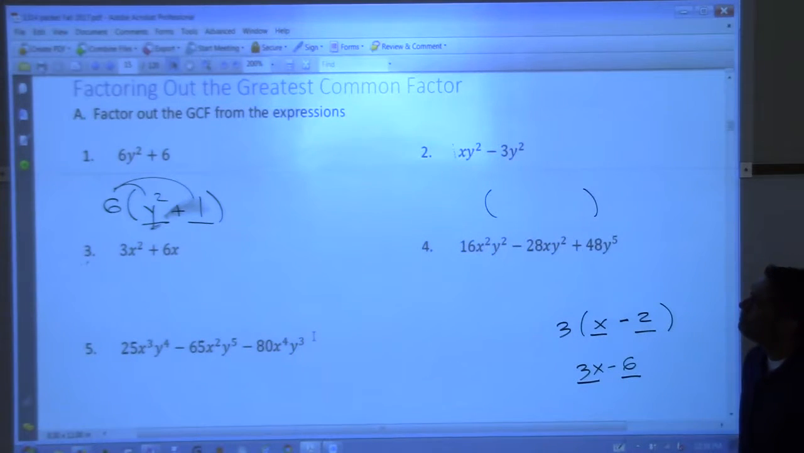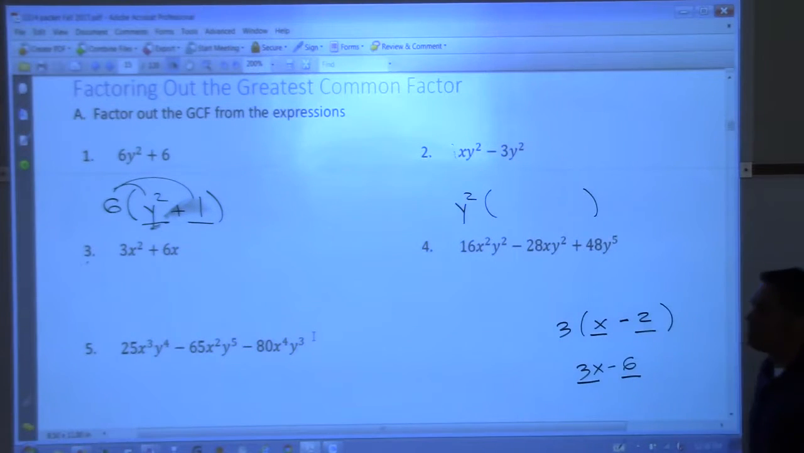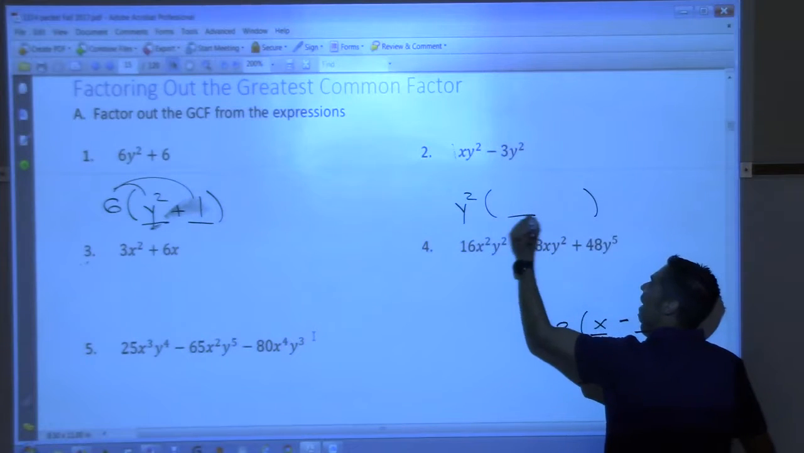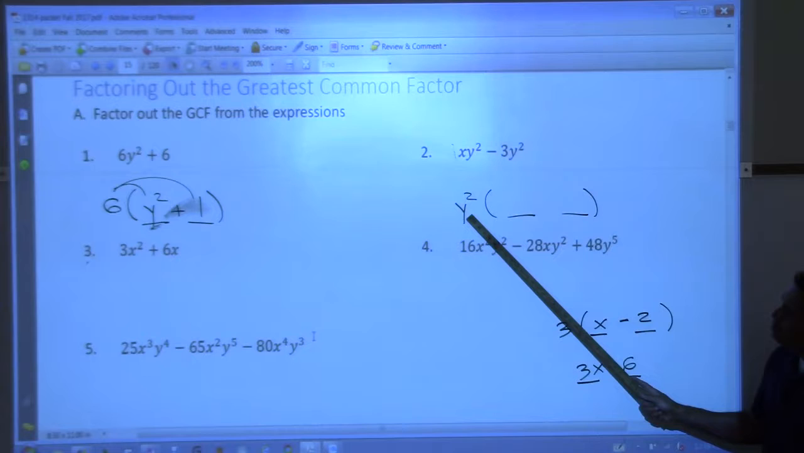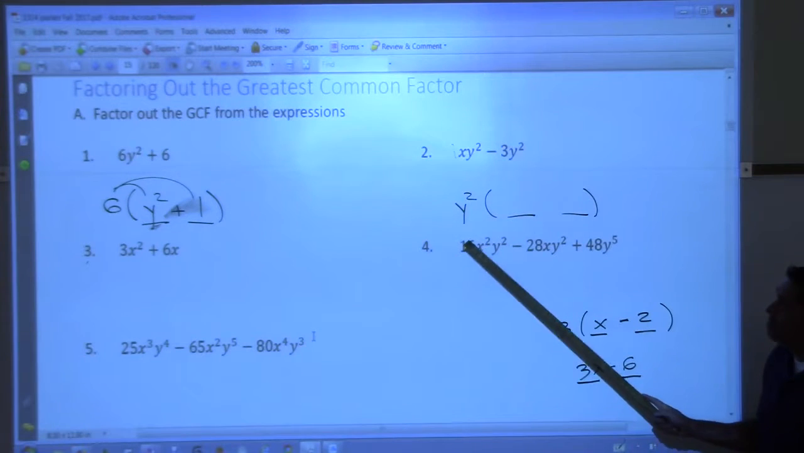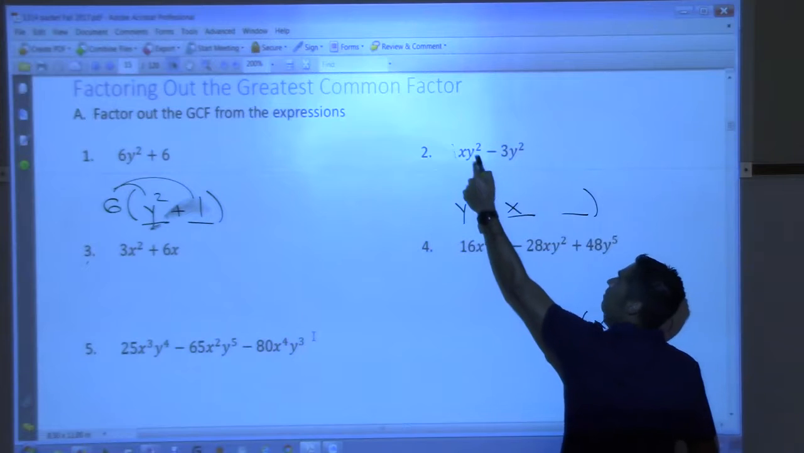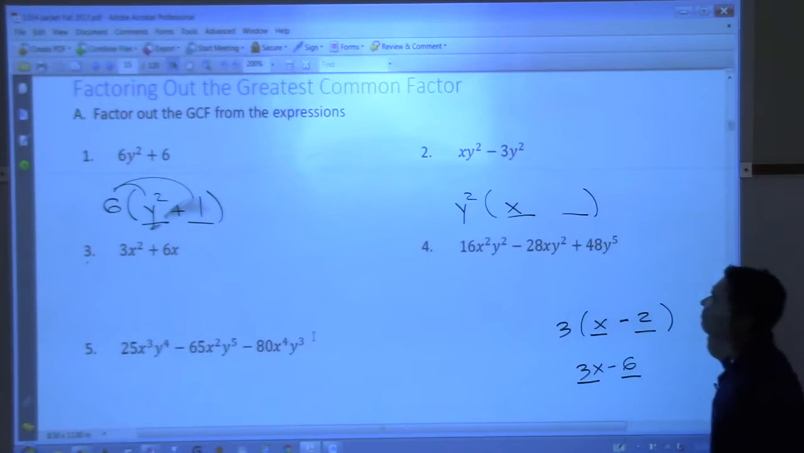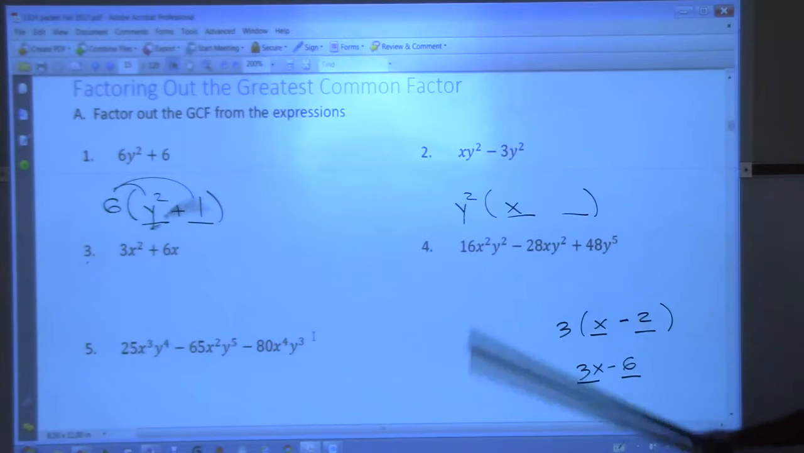How about y? Yes, y squared. They both have y squared. So I can actually put a y squared out here. And then I just play this game again where I try and get back the two pieces here. So what would I have to multiply this by to get back this? What am I missing? That's another question you could ask yourself. All I'm missing is the x, right? Y squared times x would give me the xy squared. What would I have to multiply y squared by to get this? Negative 3.